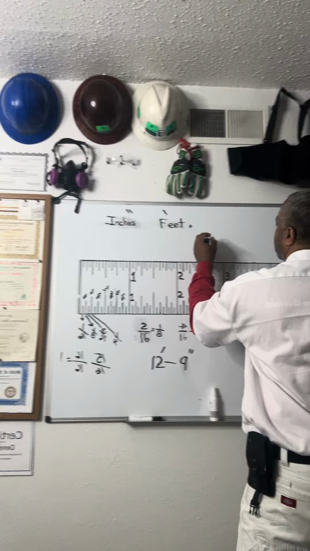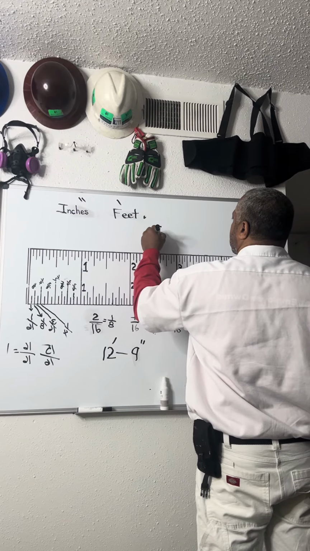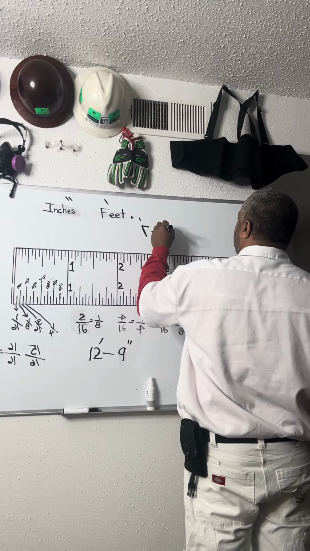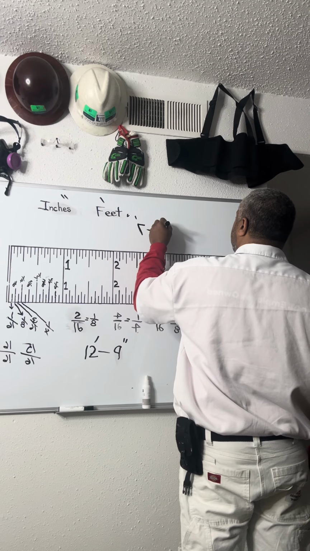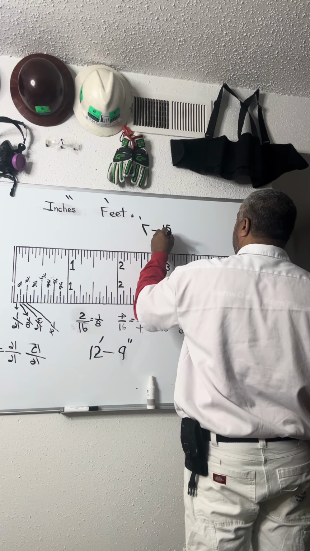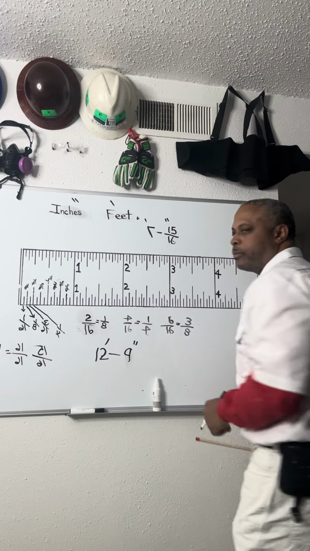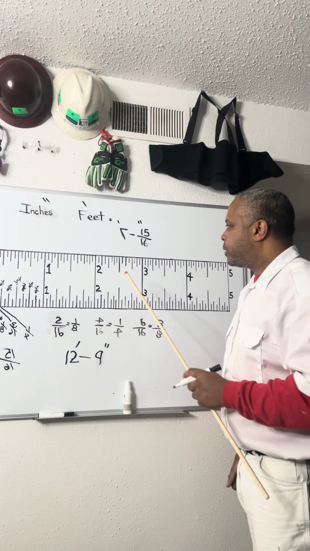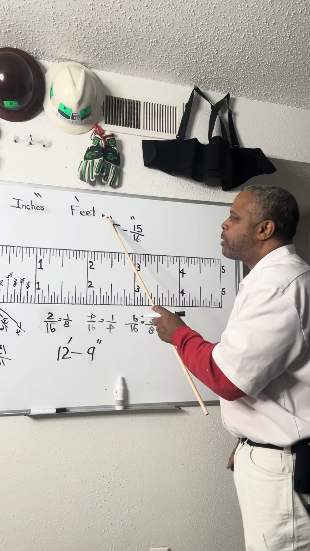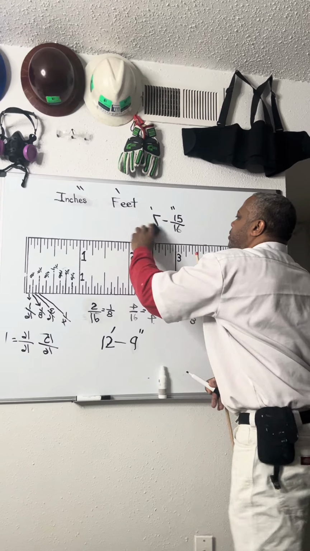7. Feet. 15. That's how that would look. Okay? 7 feet. See, remember I told you the symbol. We got our symbols up here on the board.